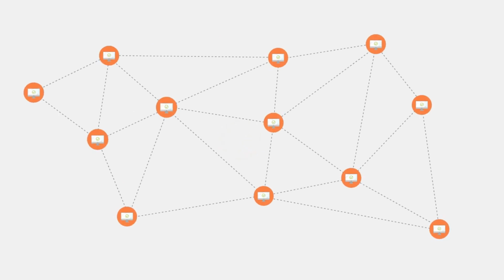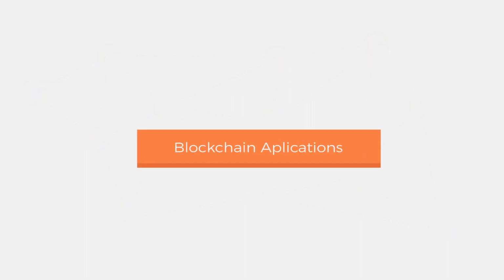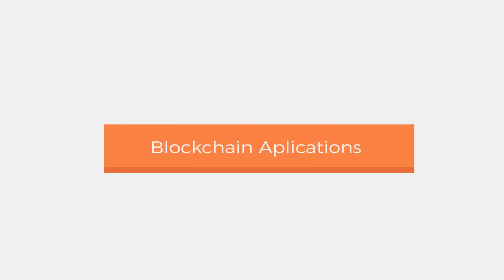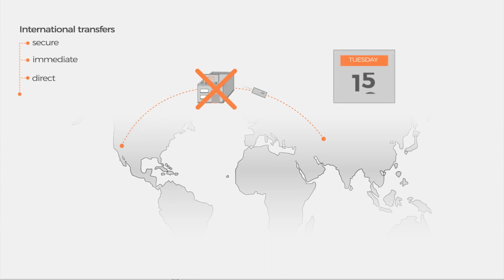If all the network sources certify a piece of information as valid, there's no need for verification on the part of an intermediary. Let's dive into some of the applications of blockchain technology. We can make immediate and secure international transfers between different banks without the need of messaging standards validating the operation.